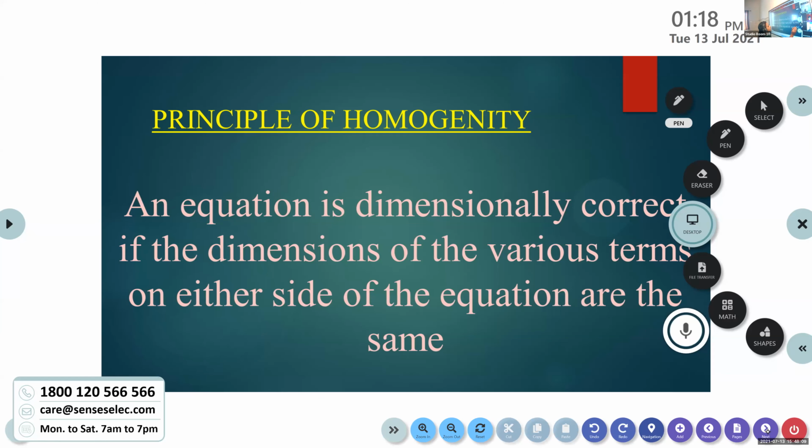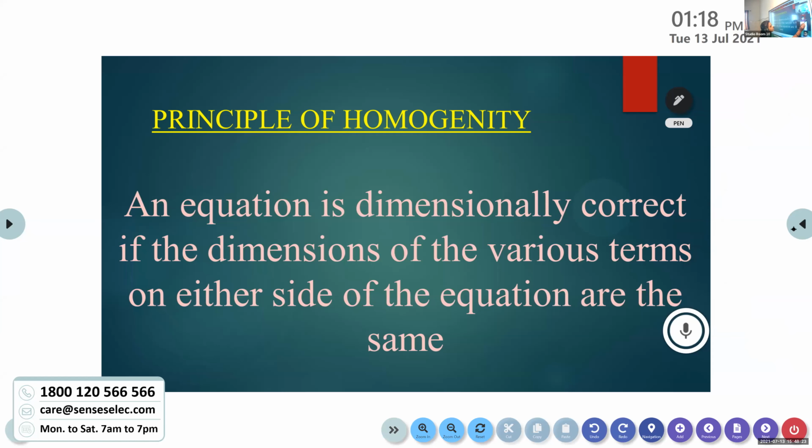So the principle of homogeneity states that an equation is dimensionally correct if the dimensions of the various terms on either side of the equation are the same. This is the principle of homogeneity. So what is the principle of homogeneity? An equation is dimensionally correct if the dimensions of the various terms on either side of the equation are the same.